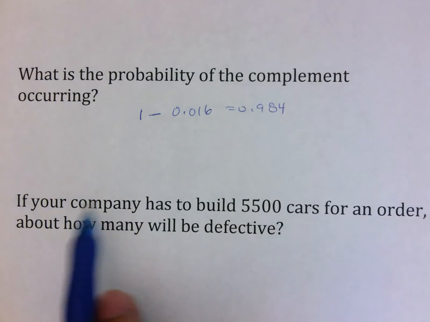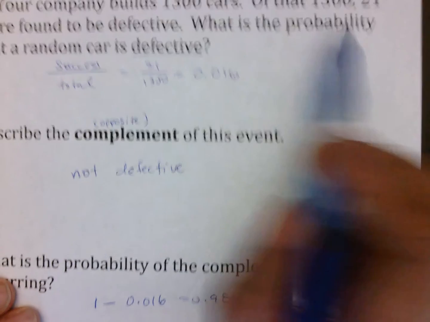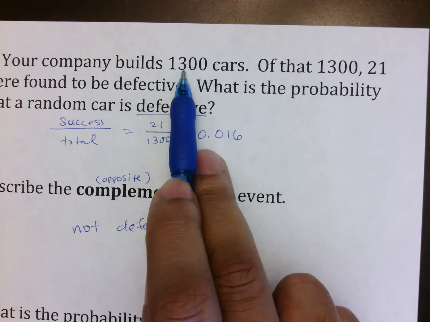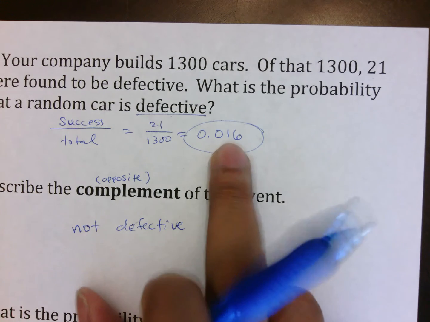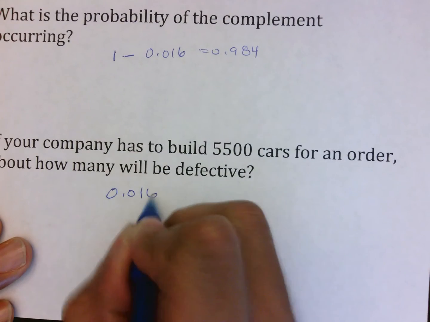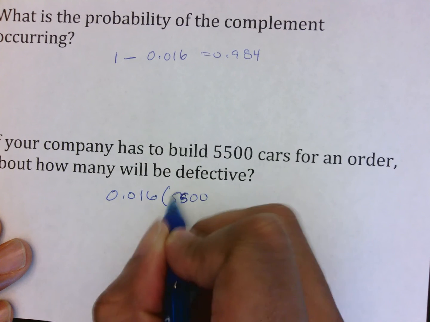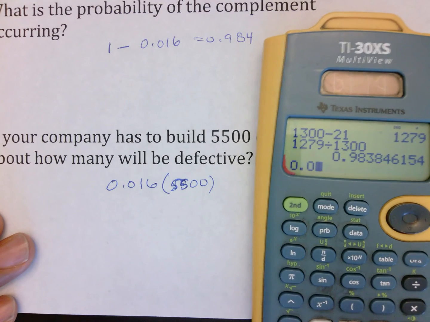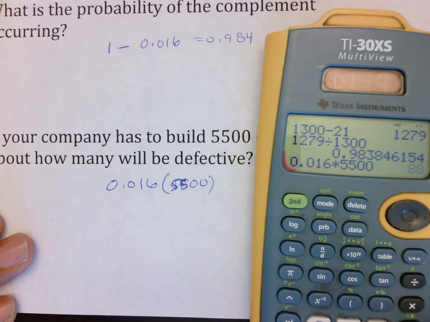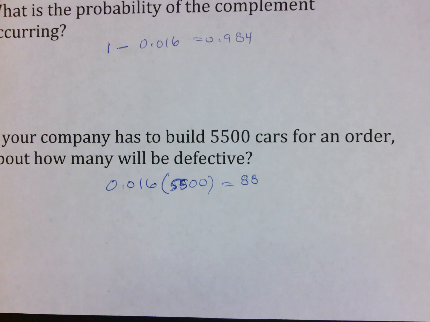And then the last thing says if your company has to build 5,500 cars for an order, about how many will be defective. Again, based off of this experiment. In the experiment that we did, we made 1,300 cars, 21 were defective. That gave us a probability of 0.016. Again, that is a percentage even though it's in a decimal form. So what we do is we take the 0.016, which is our percentage, times the overall sample amount, which is 5,500. And that should give us a number that we can say is our expected value. So 0.016 times 5,500 gives me that 88 of those cars would be expected to be defective.